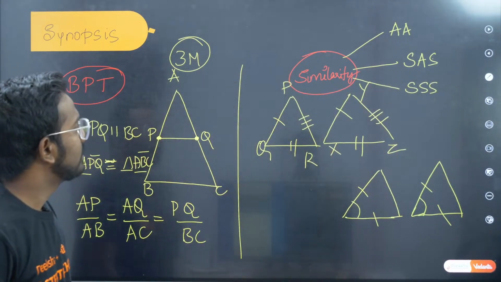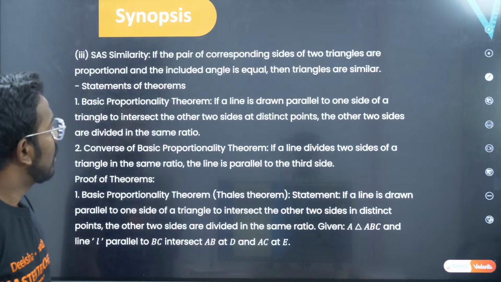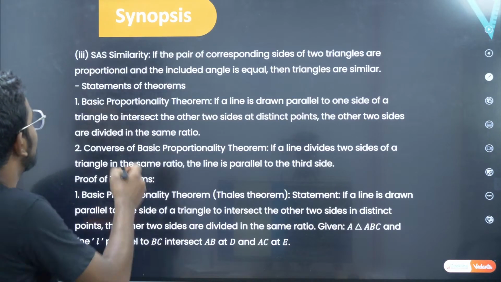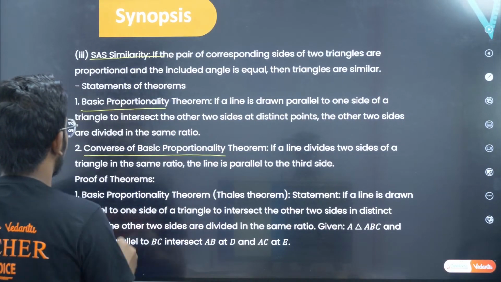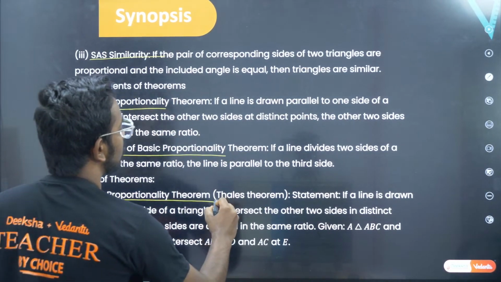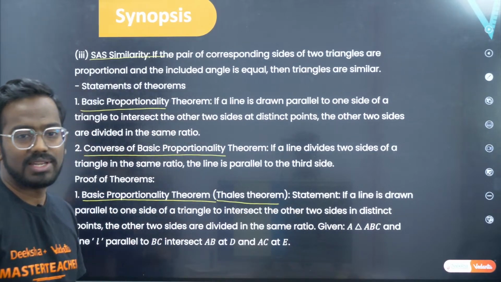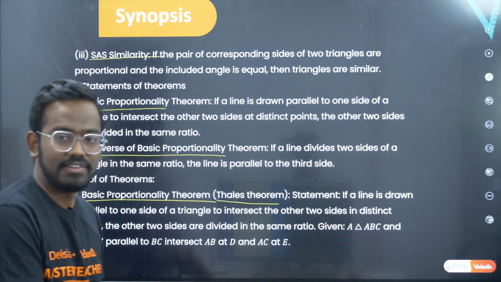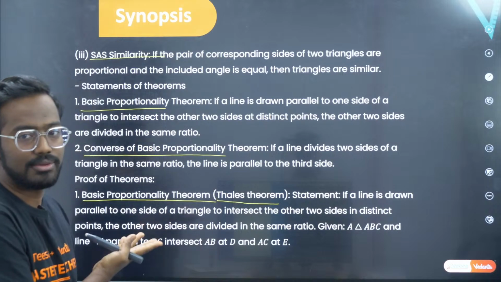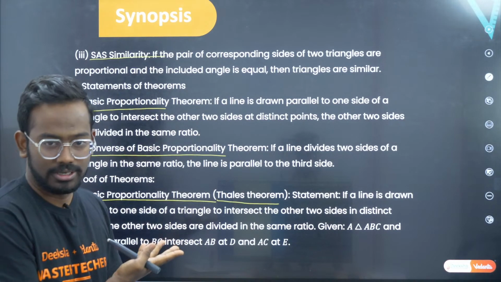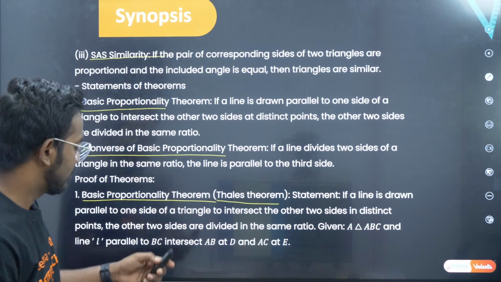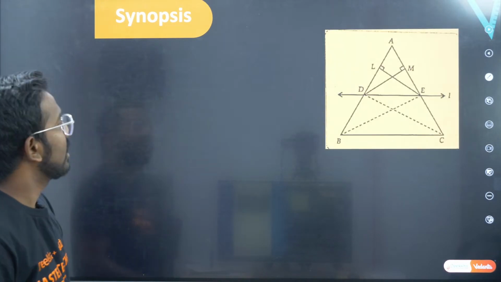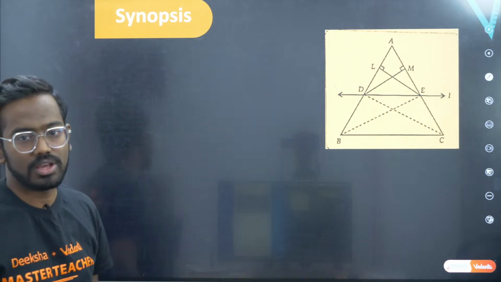Okay, let's take up the next part. Okay, so now let's prove. As I've mentioned, SAS similarity, the BPT theorem, and the converse of the BPT theorem are all available for you. The basic proportionality theorem is also called Thales' theorem. You will have to make use of this digital material to write the answers in such a way that you will get the full marks, right? Okay, so let's take up the next part. This is the proof for your BPT theorem.